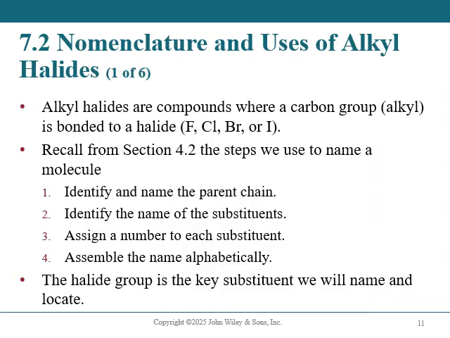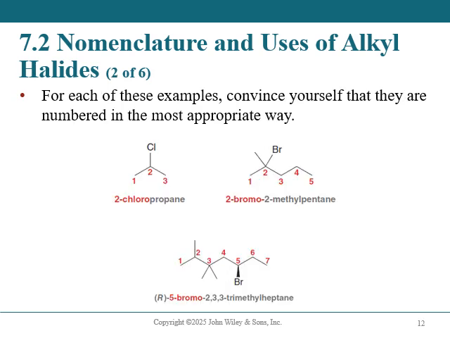Alkyl halides are compounds where a carbon group, or the alkyl, is bonded to a halide or a halogen, as we mentioned before. These are some of the steps, just like we saw before, for naming alkyl halides: we identify the parent chain, we name the substituents, we assign numbers to the substituents, and then we put everything together alphabetically. The halide group is the key substituent we will name and locate. That's the only big difference between alkyl halides and everything else we've done up to this point.